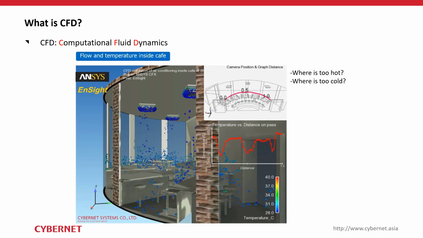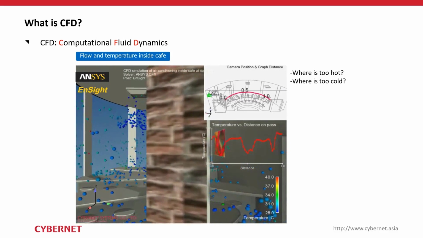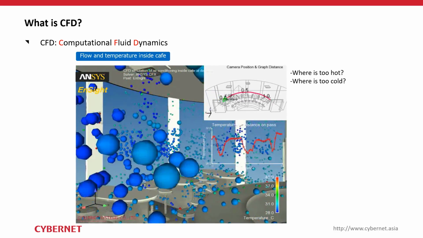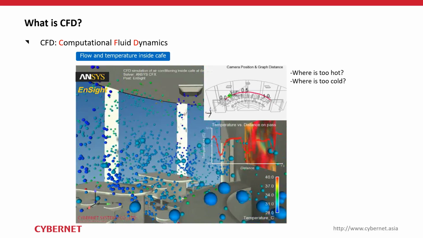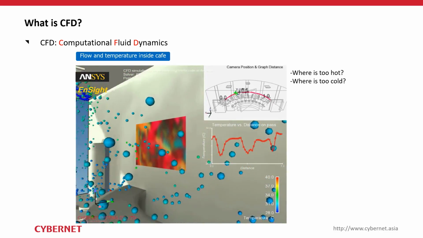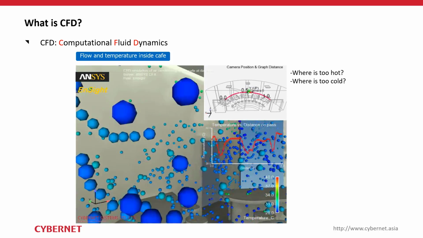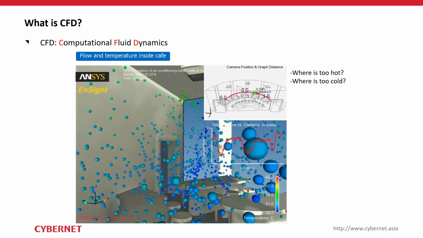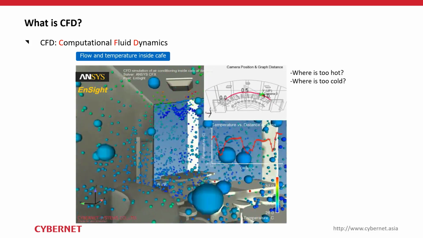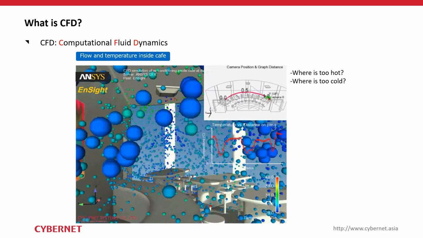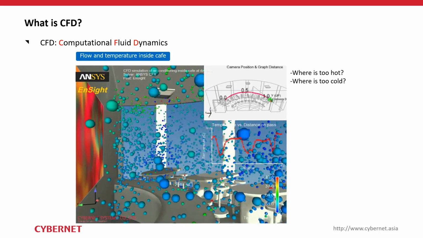Something like you see on your screen right now, the flow and temperature inside a cafe, can be evaluated using CFD. You can include the temperature boundary conditions and also the fluid flow or momentum boundary conditions to evaluate the region that is too hot, the region that is too cold, the flow pattern around the interior of a cafe, and so on.